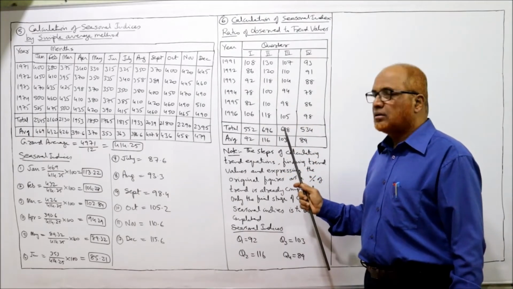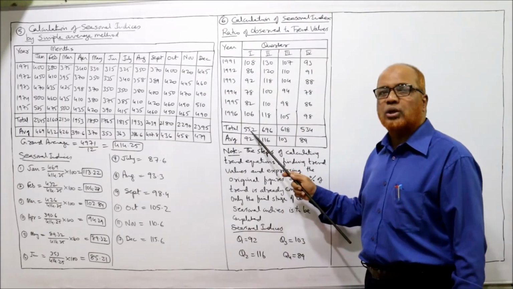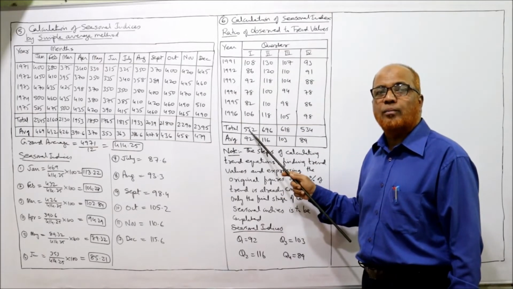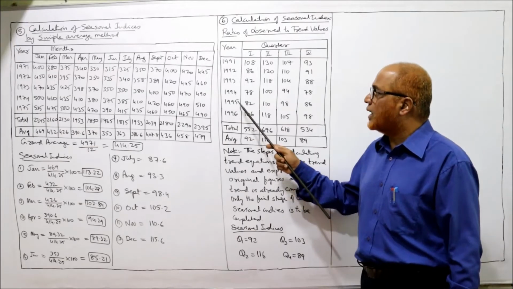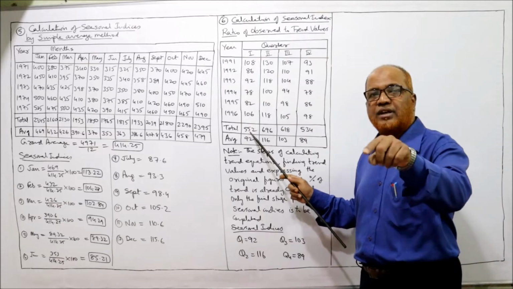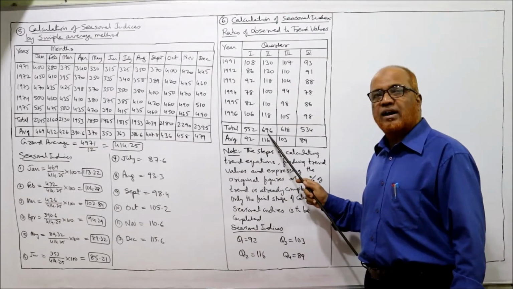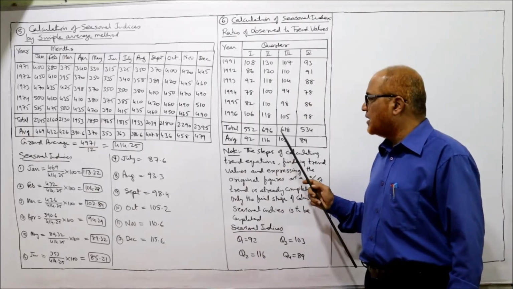Take the total and calculate the average. This 552 is the total for first quarter. For how many years? 6 years. 1, 2, 3, 4, 5, 6. So divide by 6. 552 divided by 6, 92. 696 divided by 6, 116.